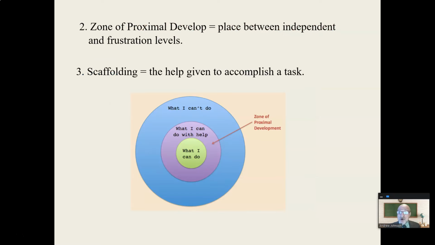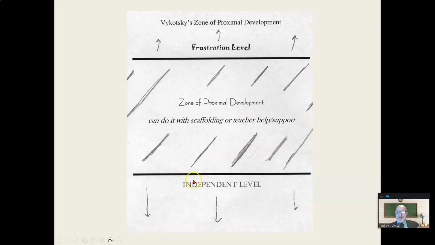Now, this zone of proximal development, that's the place between the independent level and the frustration level. Independent: I can do it on my own, independently, without any help. Frustration level: no matter how much help I get, I can't do the task. And here's this nice place in the middle, the zone of proximal development. We can do the task if we have a little help or scaffolding.